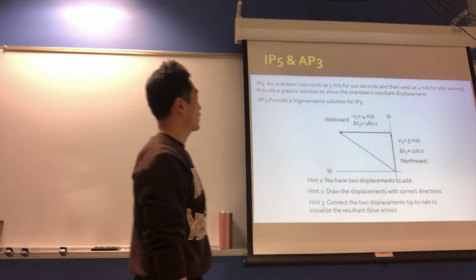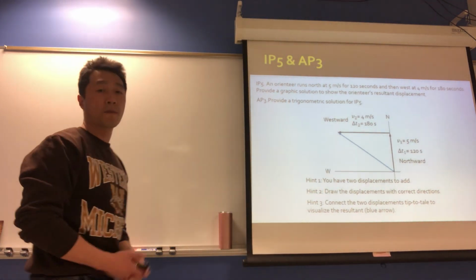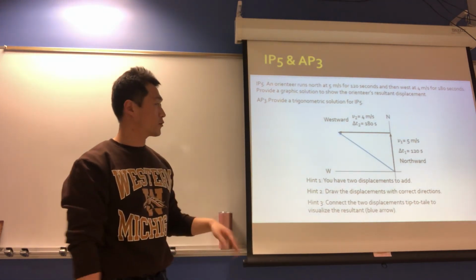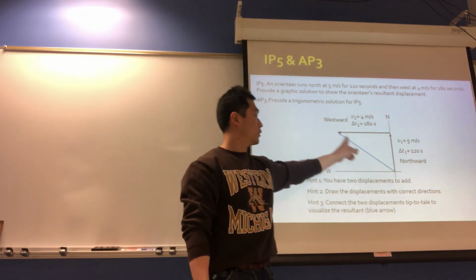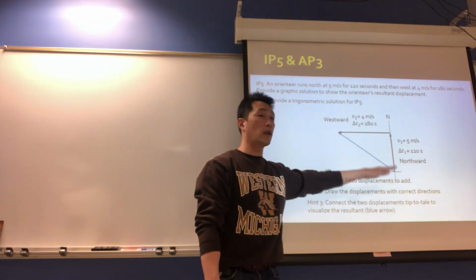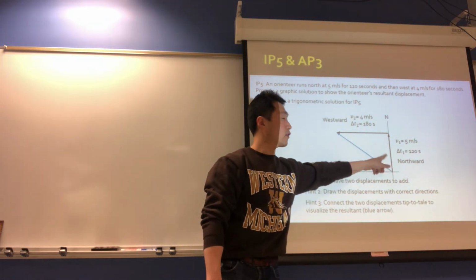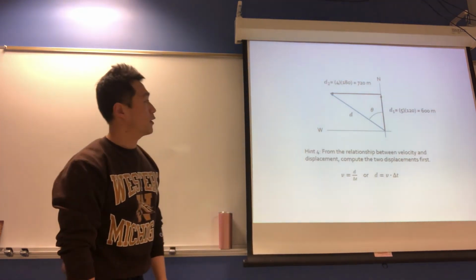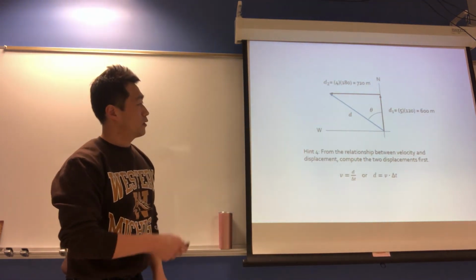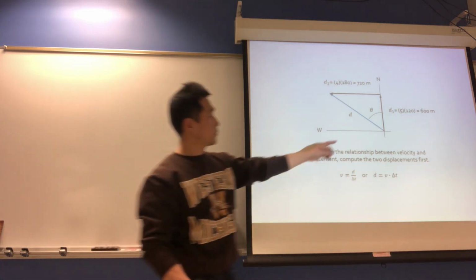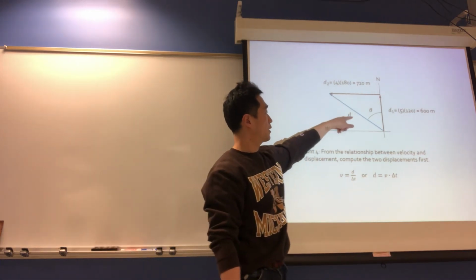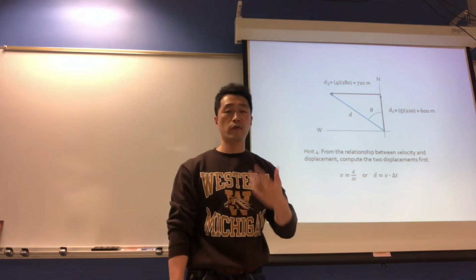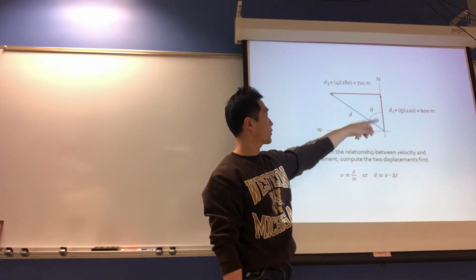And then we have to do AP3. We have to calculate the actual values of the linear displacement, which means the magnitude of this blue line, and the angle of this displacement as well. So right here, the displacement D, and the angle. These are our values of interest. We have to calculate these two values.